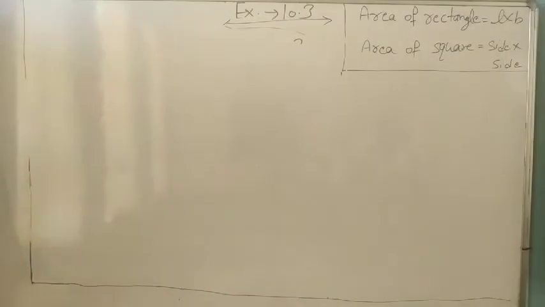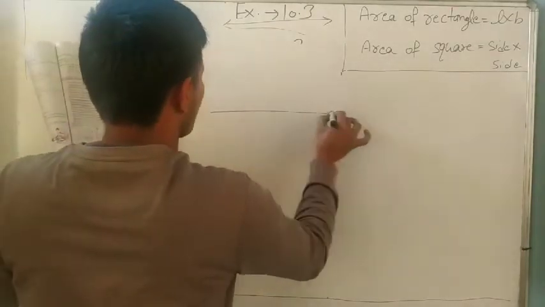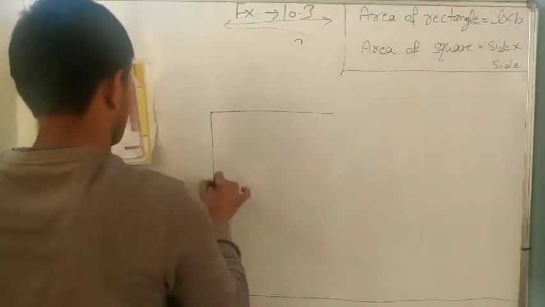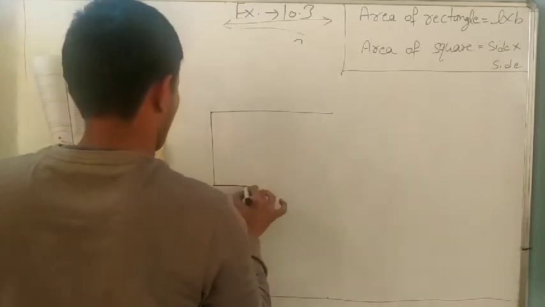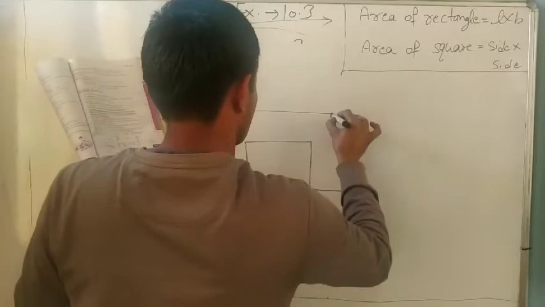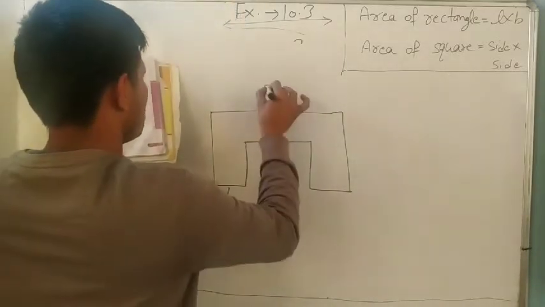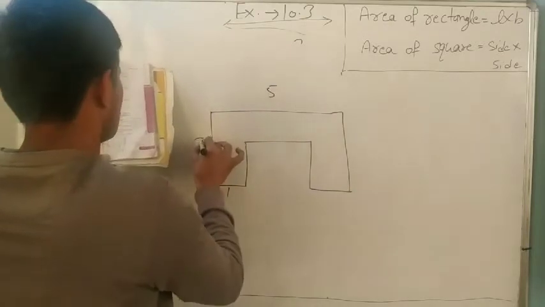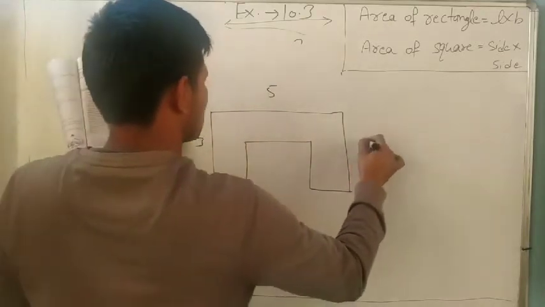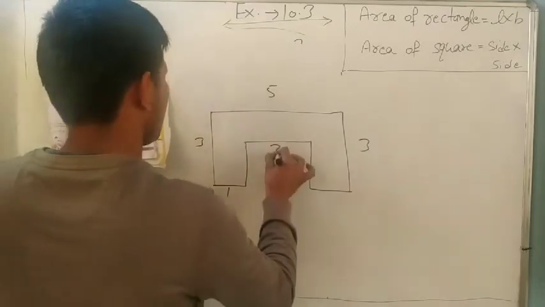Now, B part you have to do yourself only. What is given in the B part? It is given: 1, 5, 3, also 3, and one more thing given, 3.